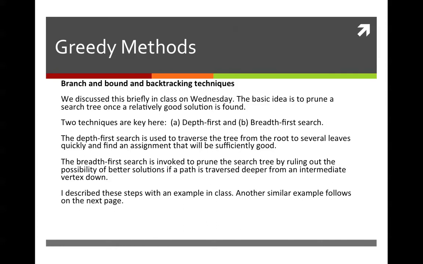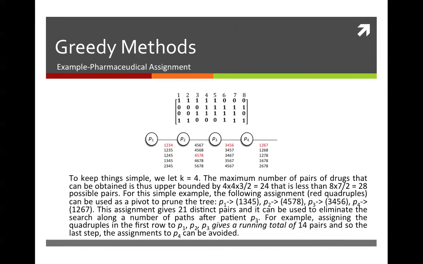And if you ever actually find something bigger, as you go down to the leaf once in a while, then you can replace what you found. And so it progressively gets better, while also pruning the leaves of the tree. So we described these steps with an example in class, but I'm going to give you one more example here.